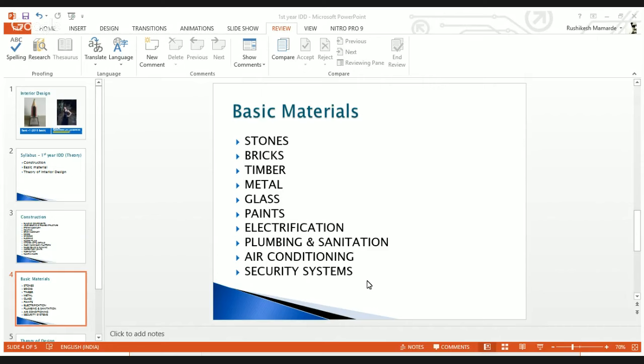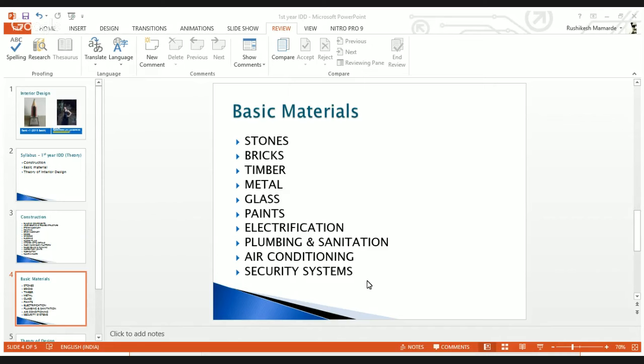Then the timber. What does it come from? It comes from wood, from trees. There are different types of trees like teakwood, deodar, or different types of bamboo. There are different types of trees according to which we get the wood, and according to their uses we use them.